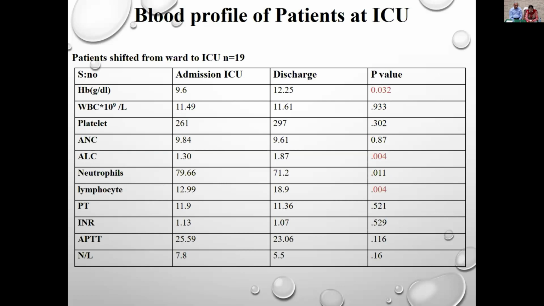And when we look at the absolute lymphocyte count, they had lymphocytopenia, a lower ALC, when they were in ICU. On recovery, the ALC also improved. So there was significant improvement in hemoglobin concentration and the ALC. The PT and APTT were more or less normal. And if you look at the NLR, there was a significant decrease in the neutrophil lymphocyte ratio when the patients were discharged from ICU.